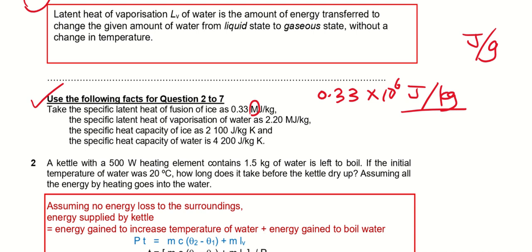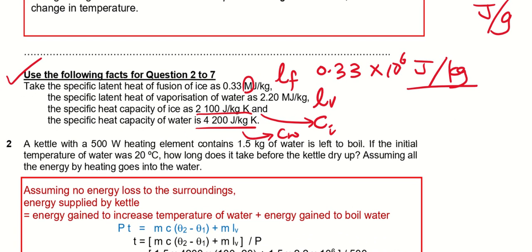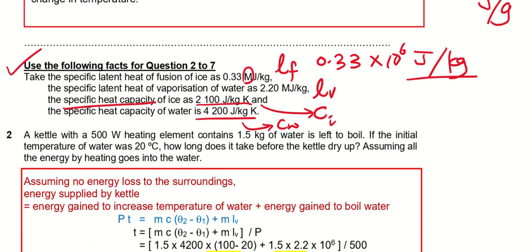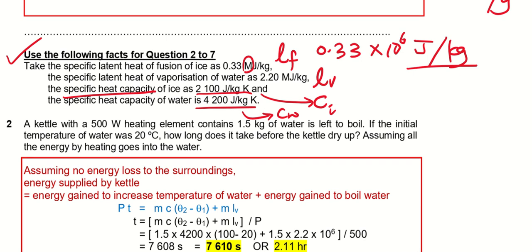So we have the first one is LF, second one is LV, third one 2100 is actually CI, this is actually CW. I hope you still remember what your L and C are. L is latent heat. We have latent heat of fusion, which is water from liquid state to solid or solid to liquid. Then we have vaporization, which is liquid to gas or gas to liquid. And for C, it is the specific heat capacity. I purposely write my c small because it's specific. Of course, we have capital C, which is heat capacity. So we have the specific heat capacity of ice and water.